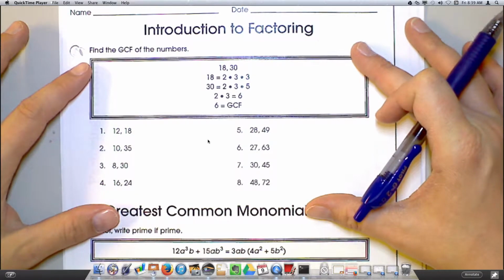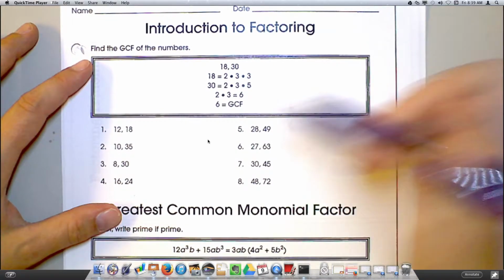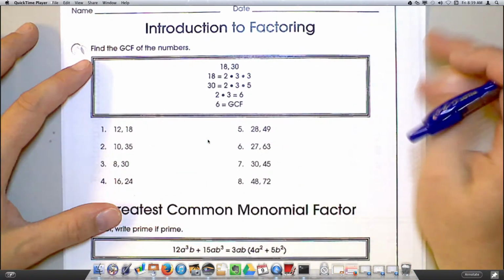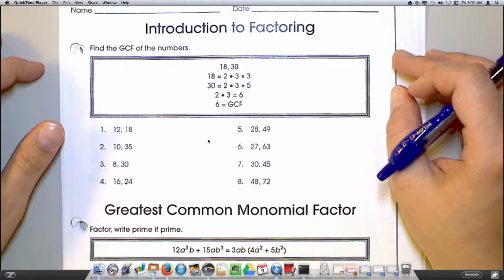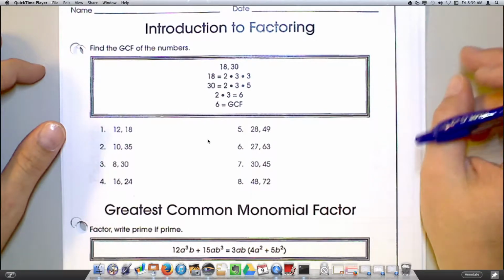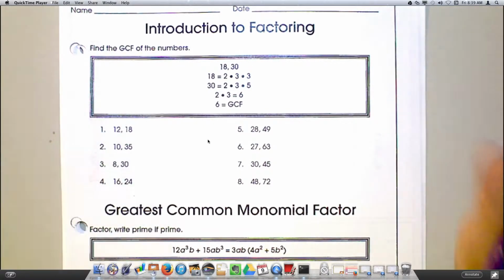This section is just what you were doing a few minutes ago, okay? So where it's asking me to find the GCF of the two numbers. The reason GCF is important is because we're going to start using it for something called factoring, okay? And factoring means to break something down into its factors.